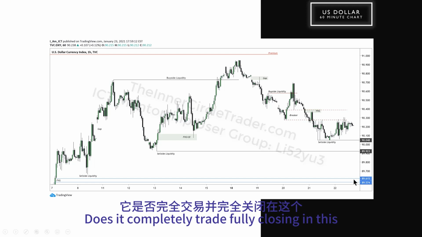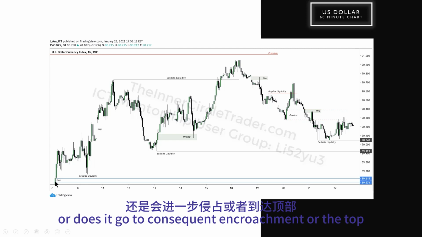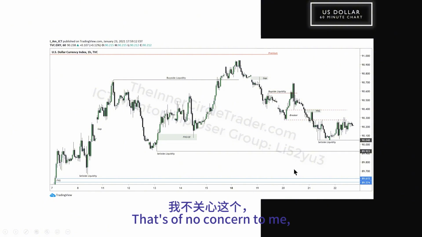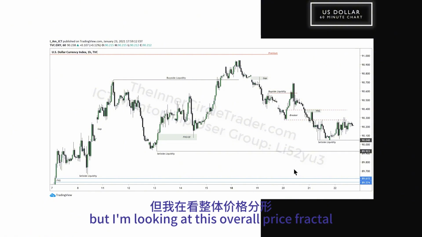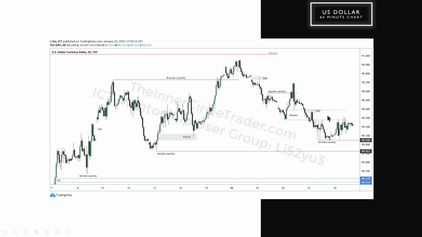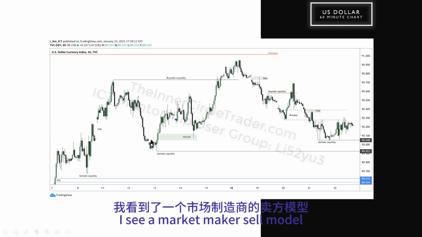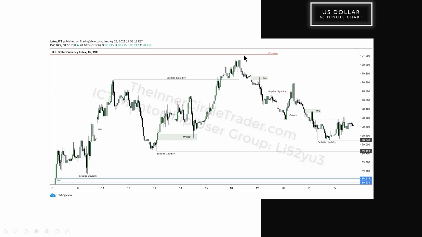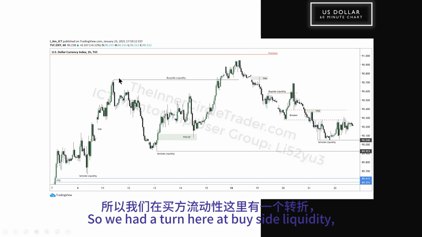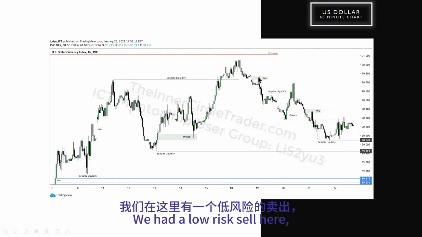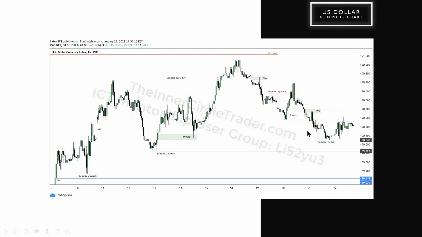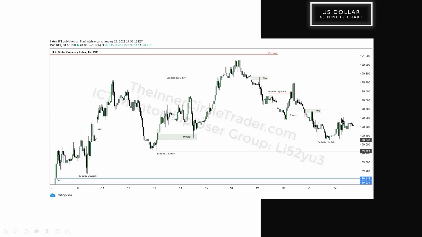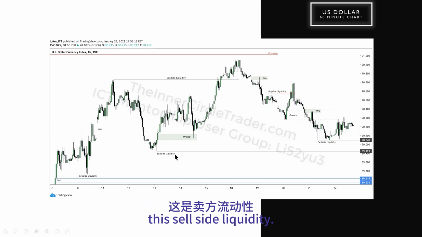Does it completely trade fully closing in this, or does it go to consequent encroachment or the top premium level of the fair value gap, which is this one here? That's of no concern to me. But I'm looking at this overall price fractal, and I see a market maker sell model in a market that was decidedly weak. We couldn't even get to a premium. So we had a turn here at buy side liquidity, which is logical. We had a low risk sell here, another level of distribution, another level of distribution, and another level of potential distribution with the breaker. And then we should anticipate seeing it run out this sell side liquidity.